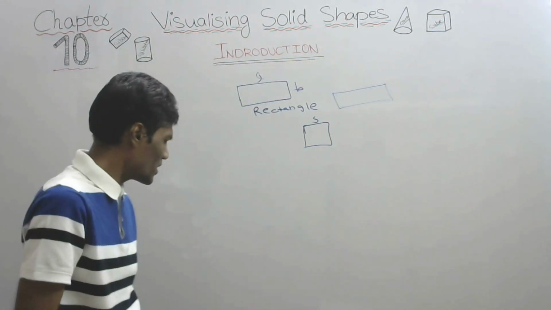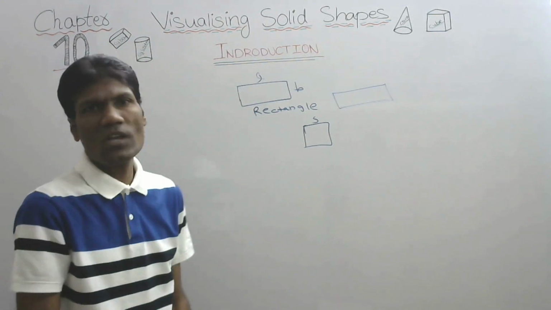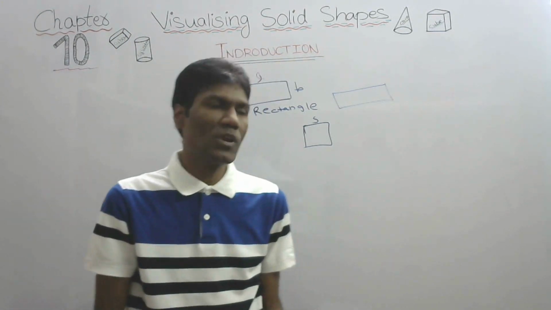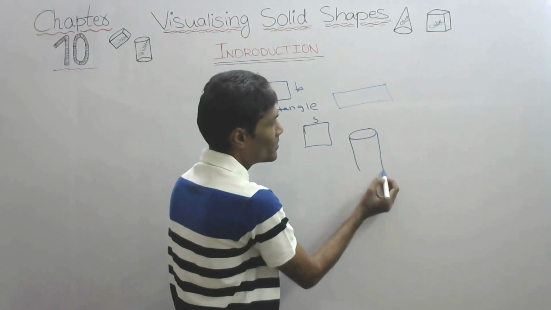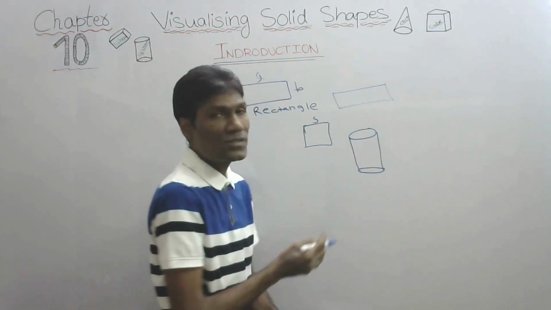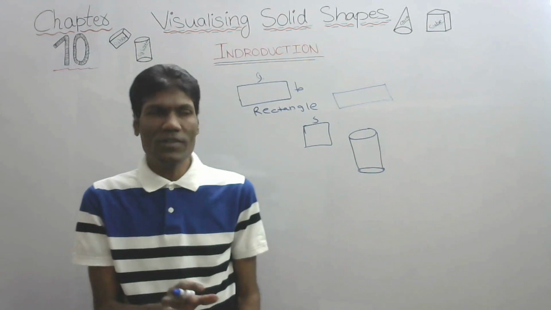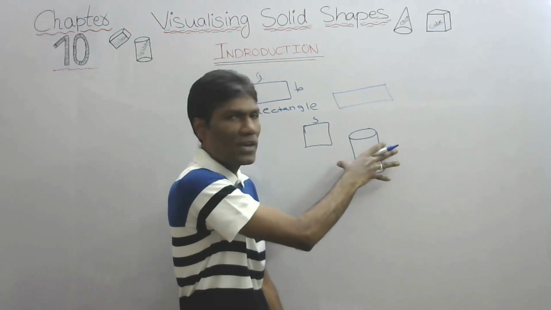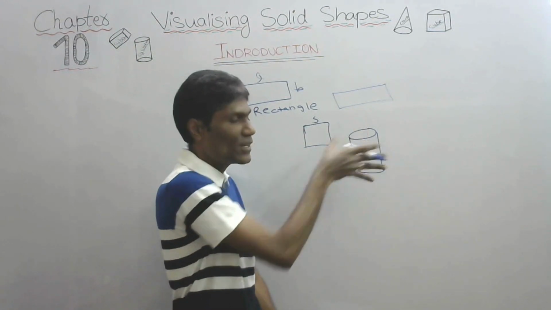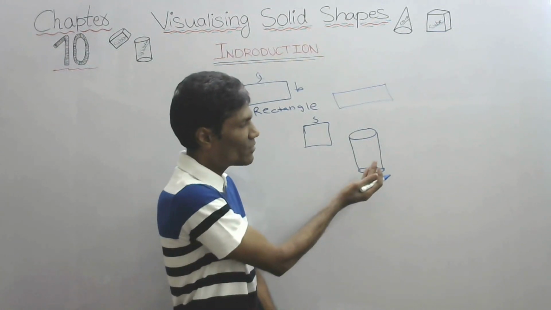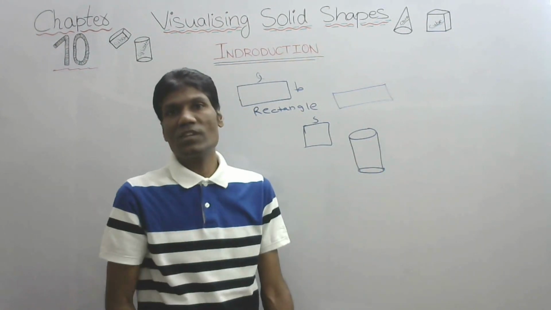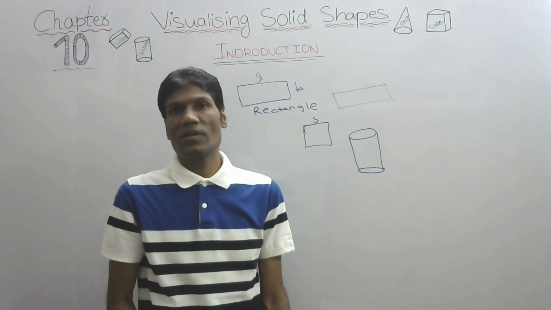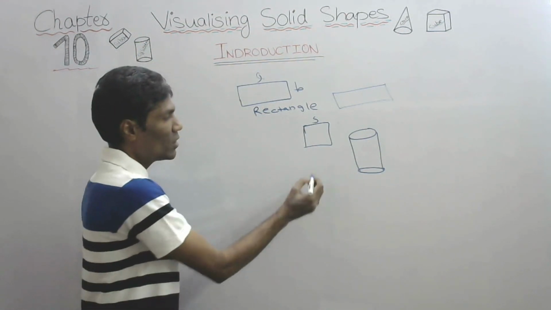Like that, we are having many three-dimensional figures around us. Say, for example, a cylinder. This is a cylinder. Just for our convenience, we are drawing on the board and making it in this form, but actually this will be a little bit upside. So that is a three-dimensional form. Then, a cone.